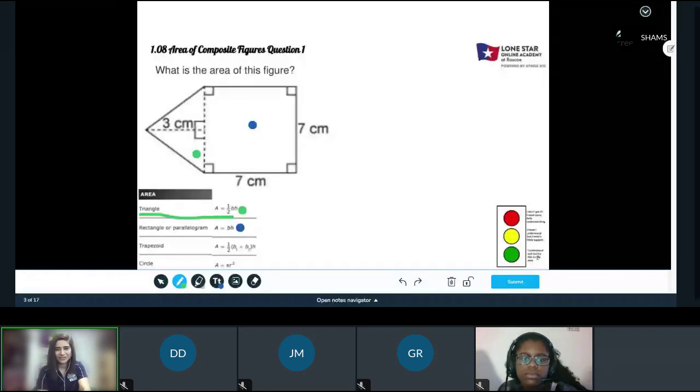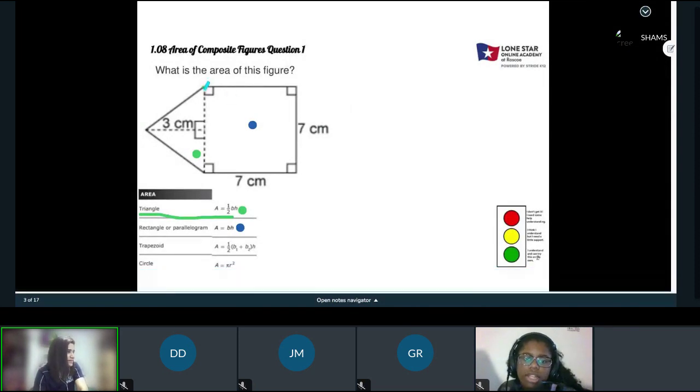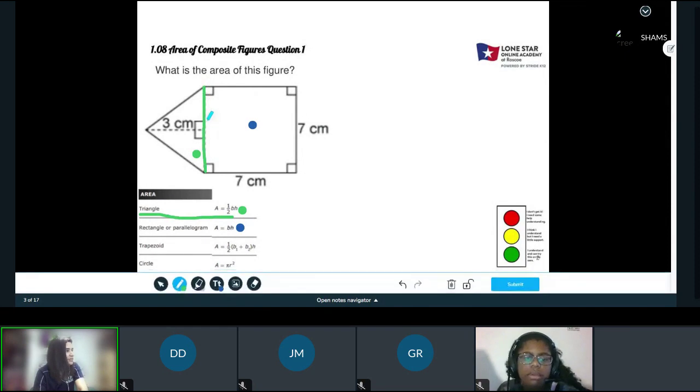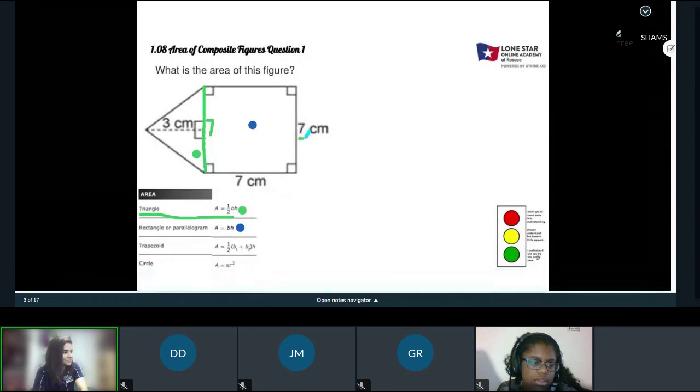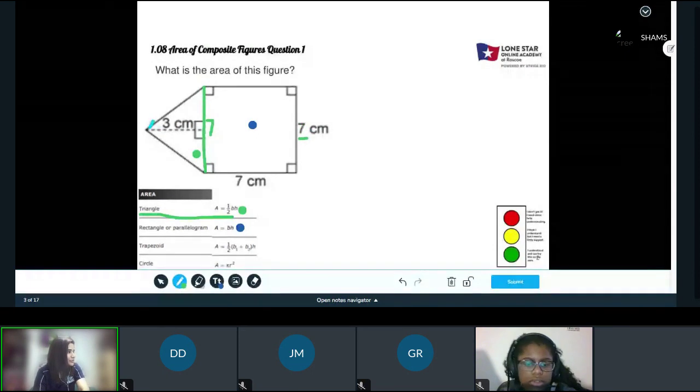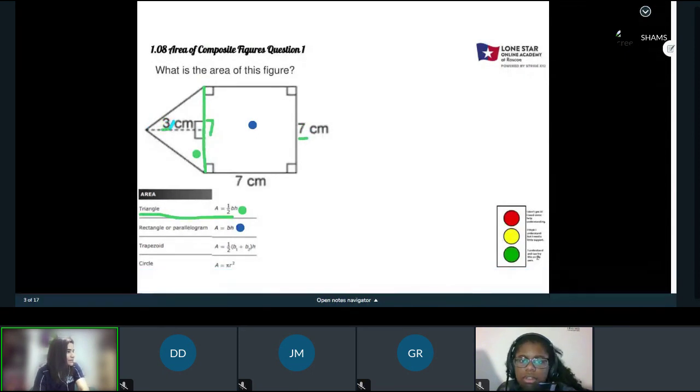Yeah, I know it glitched a little, but I'm glad the recording is still on. So we were finding the area of the triangular part. Base of the triangle will be 7. How do I know? I got the number from here. Height of the triangle is going to be 3.